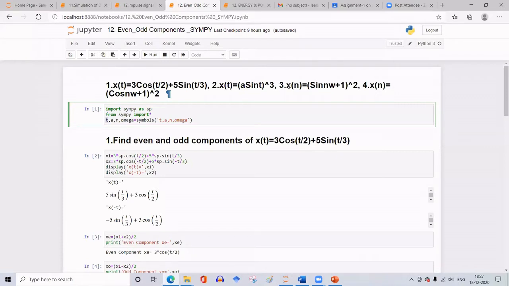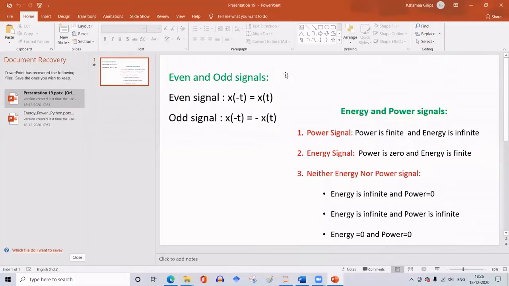And the third problem is a discrete time problem. X of n is equal to sine of n omega plus 1 whole square. And the fourth one is also discrete, x of n is equal to cos of n omega plus 1 whole square.